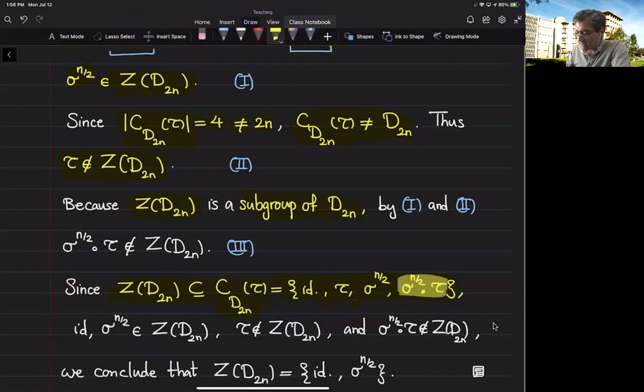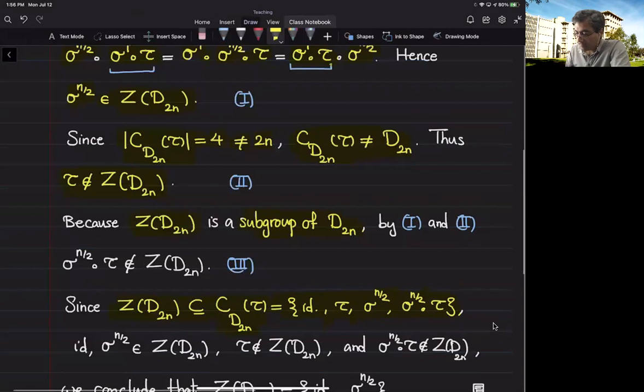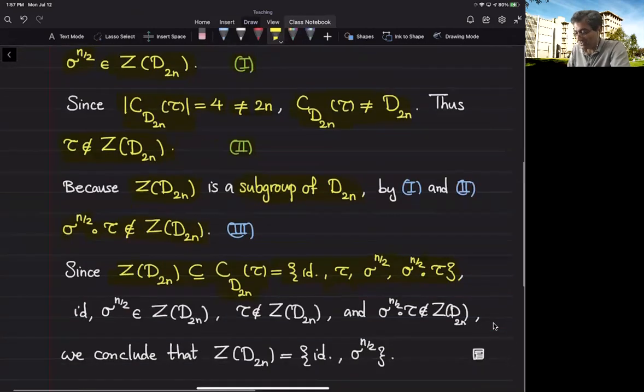If it contains this, because it also contains this, I can cancel it out. I can cancel these guys. I deduce that tau should be inside it, and that would be a contradiction. This is what I have over here. Because this is a subgroup, and sigma to power n half is here, tau is not here, their product cannot be here. Because if the product was here, then I can cancel it out and deduce that tau is here. So their product is not here, the composite is not here.